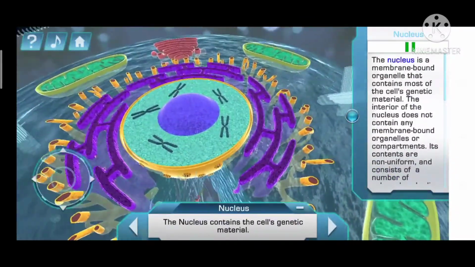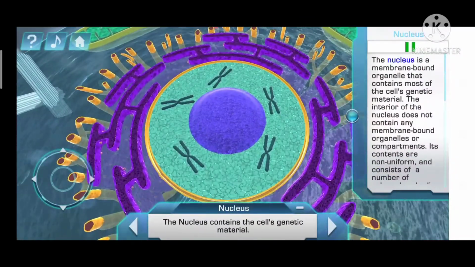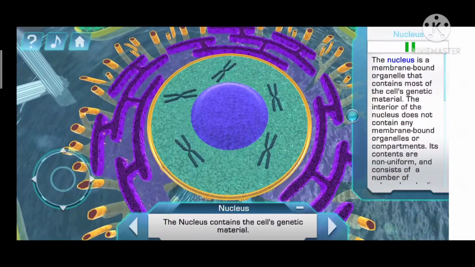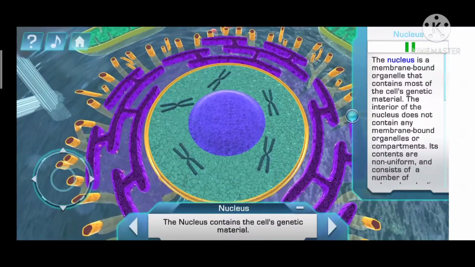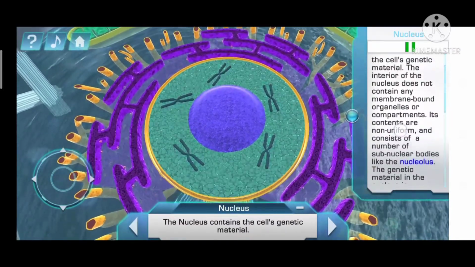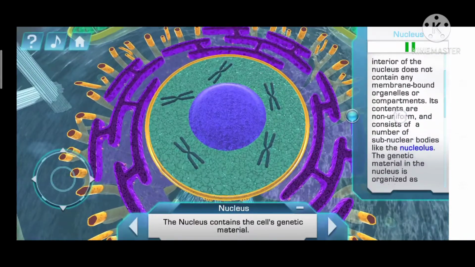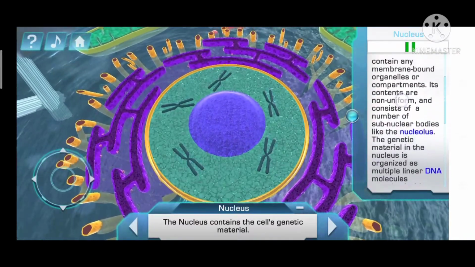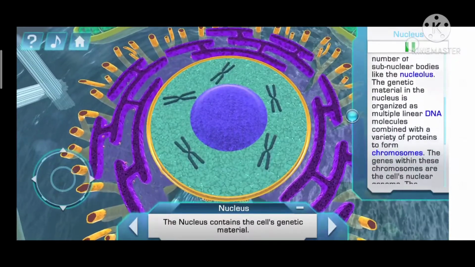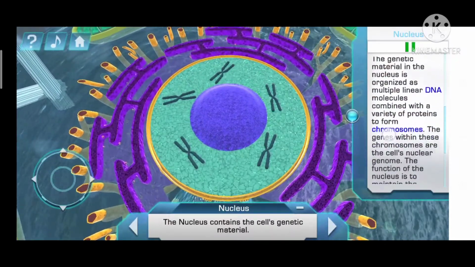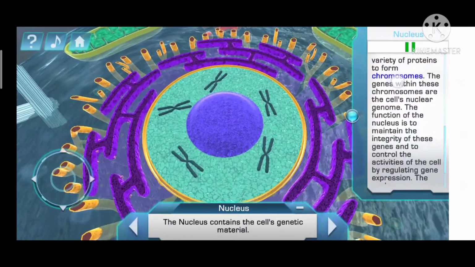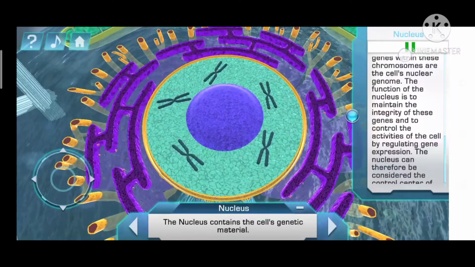The nucleus is a membrane-bound organelle that contains most of the cell's genetic material. The interior of the nucleus does not contain any membrane-bound organelles or compartments. Its contents are non-uniform and consist of a number of subnuclear bodies like the nucleolus. The genetic material in the nucleus is organized as multiple linear DNA molecules, combined with a variety of proteins to form chromosomes. The genes within these chromosomes are the cell's nuclear genome.